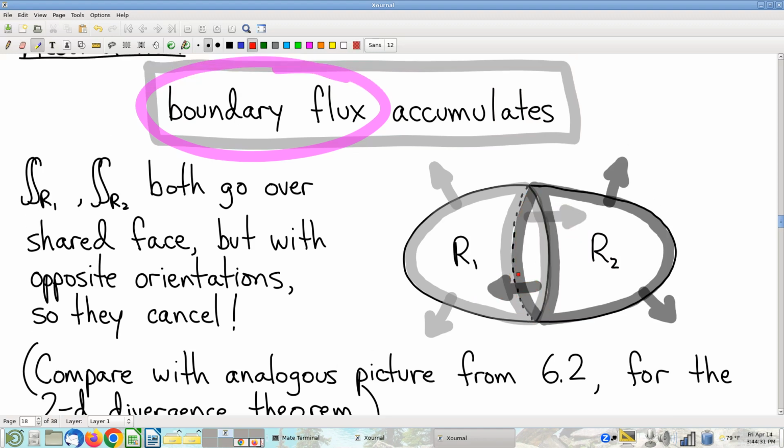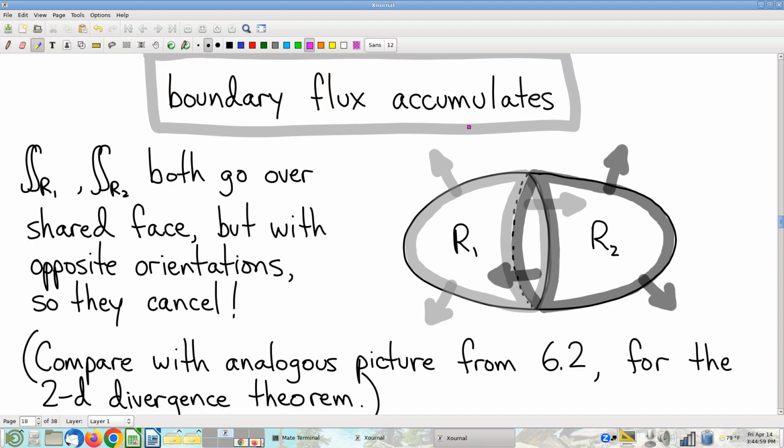Okay, so this is kind of a brand new picture, and it's also kind of our third or fourth time to see morally the same picture. So, nice punchline: boundary flux is an accumulating quantity. How do we feel about this? Everybody okay? Okay. All right. Well, it's all downhill from here.